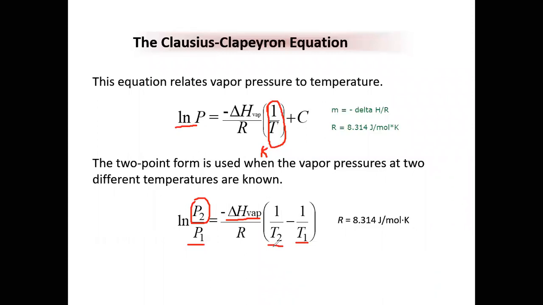Now, when you're doing these types of problems, 90% of the time when you make a mistake, it's due to algebra. So one thing you have to remember is that delta H of vaporization is in kilojoules, while R is in joules. So before you begin, I would recommend converting delta H into joules, so that the joules cancel.